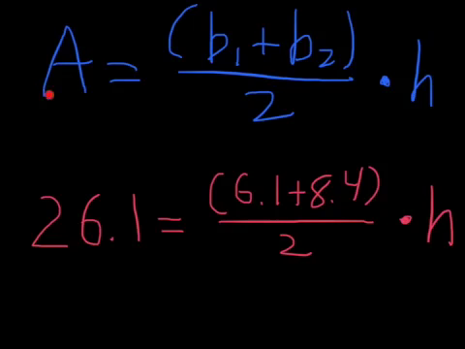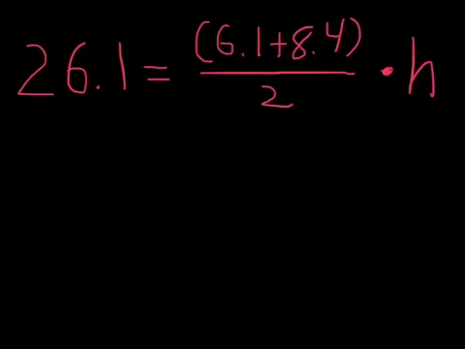So I was told in the problem that the area was 26.1, so why would I write A? I can substitute in the value that I know for that variable. So 26.1 goes here. I also know the values of both bases, 6.1 and 8.4. The one thing that I'm missing is the height. I still don't know the height. So what I'm going to do now is just start doing some math. And I'm just going to do it step by step by step.